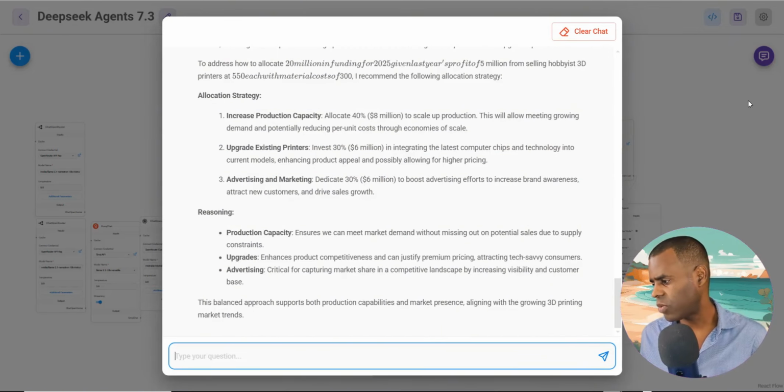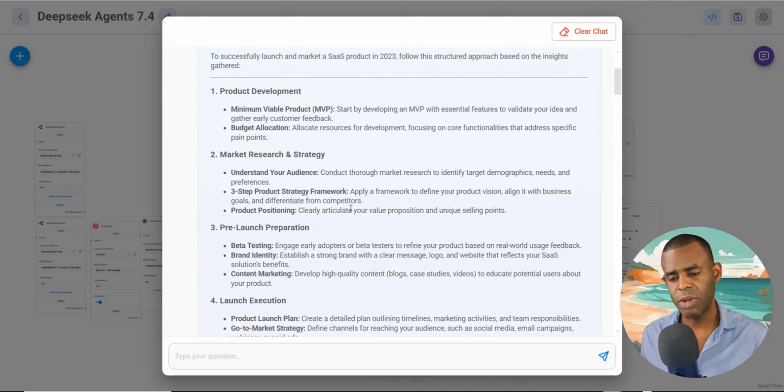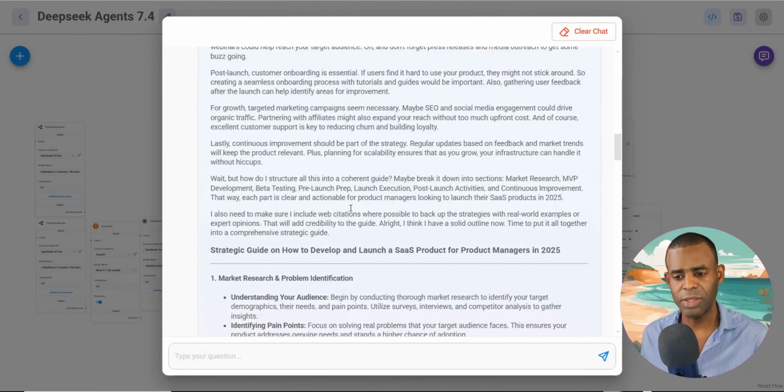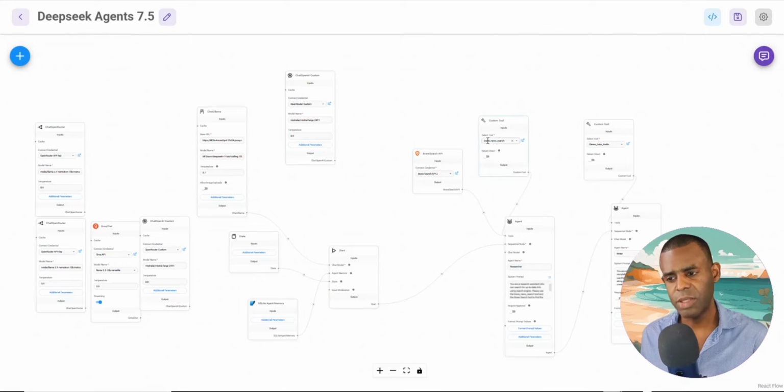And we'll just do a few more just to show you the range of things that it can do. Right. So this particular one, I wanted it to create a strategic guide to learn how to develop and launch a SaaS product for product managers. And the results it gave me were pretty good, actually. Very, very thorough.